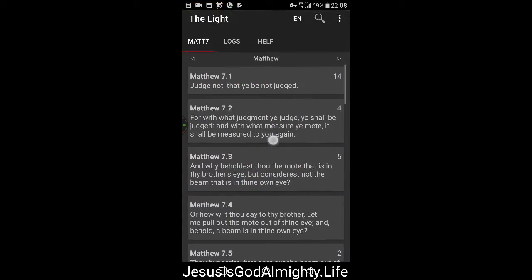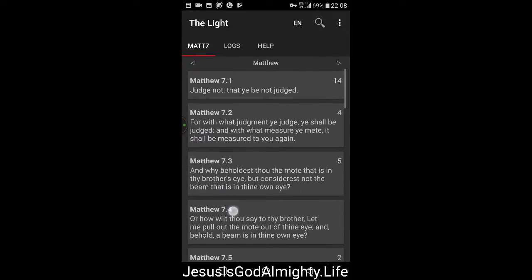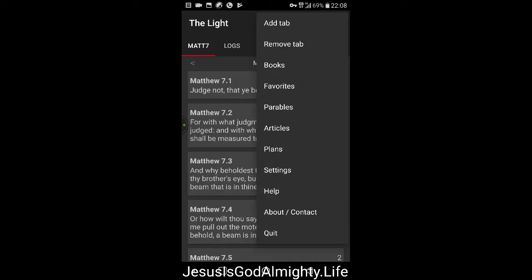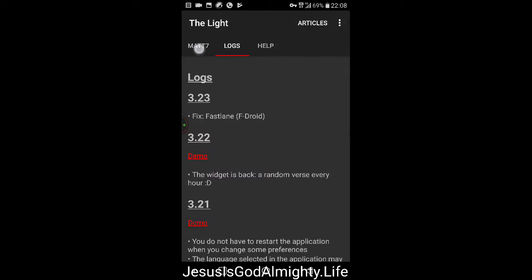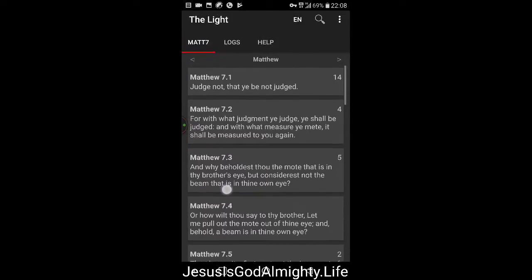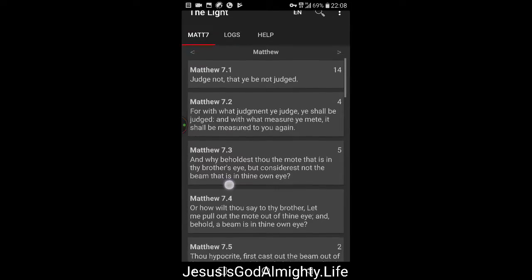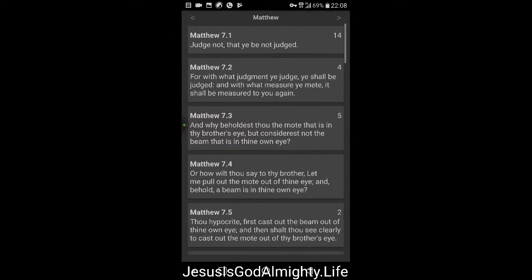I'll just close this one. So this is Matthew 7. I'm still trying; the application looks pretty good, I guess. It's in regards to the King James Version, and in Matthew 7 we have, "Judge not, that ye be not judged." I've had some difficulties with this.